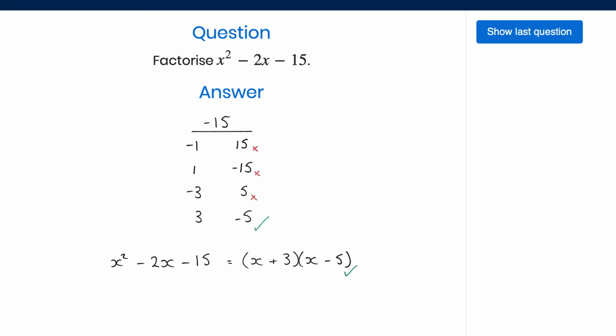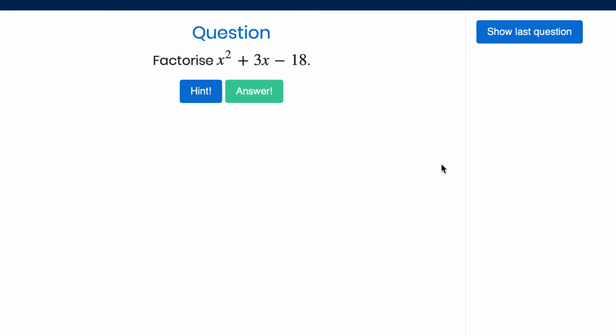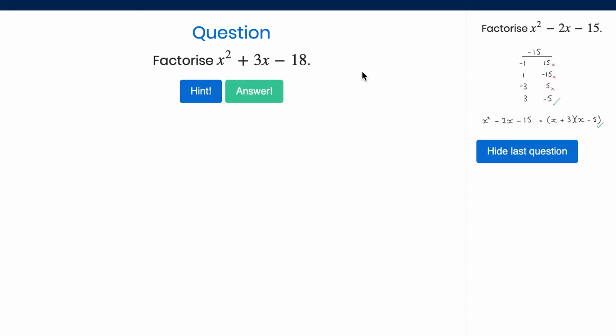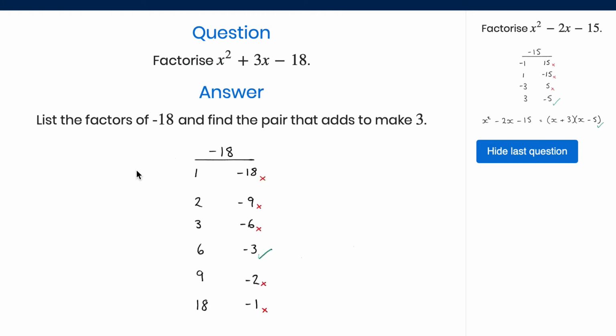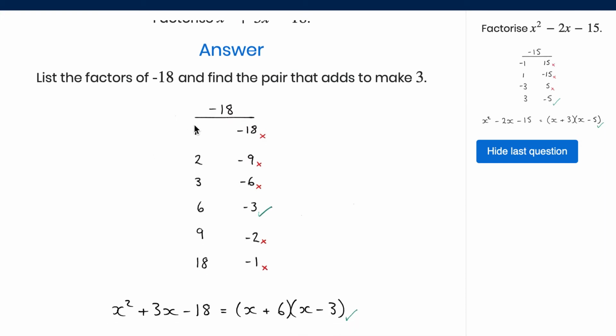Okay, now it's your turn for one last question to practice. Factorize x squared plus 3x minus 18. Follow the method from the last question shown here on the right hand side. Pause the video and have a go. Okay, here is the answer. List the factors of negative 18 and find the pair that adds to make 3. Here are the list of factors. You can pause the video to check them if you want. However, the pair we need is the fourth one down, which is positive 6 and negative 3. So the answer is x plus 6 times x minus 3.